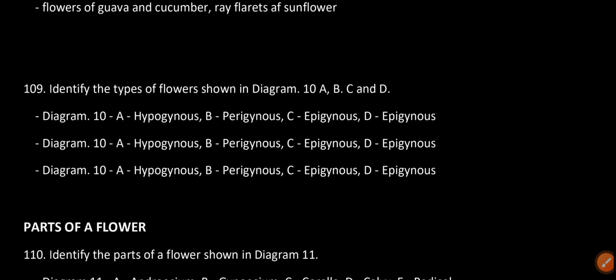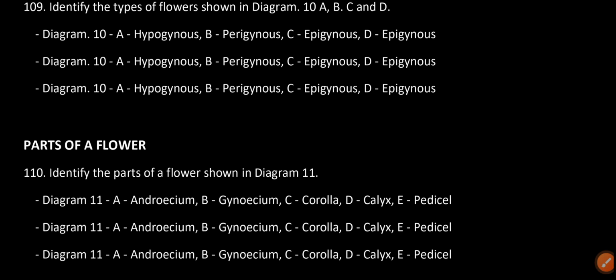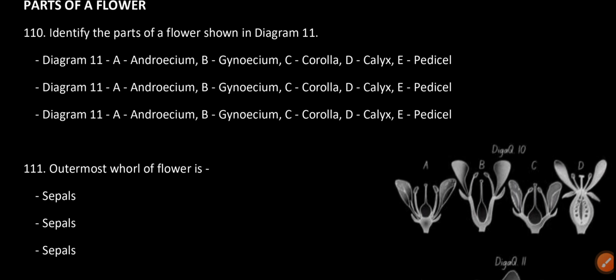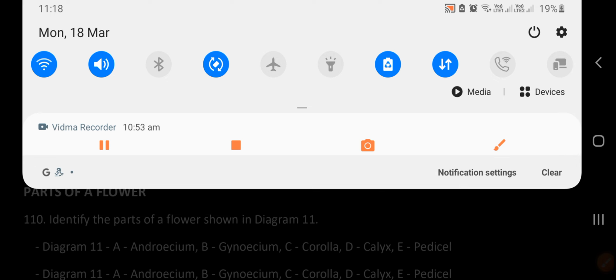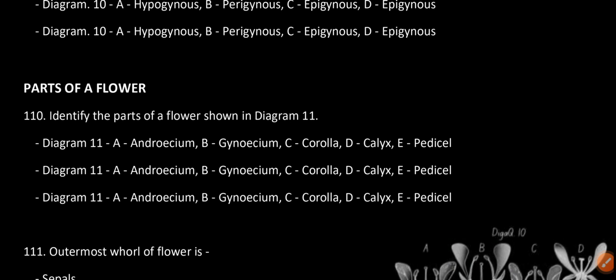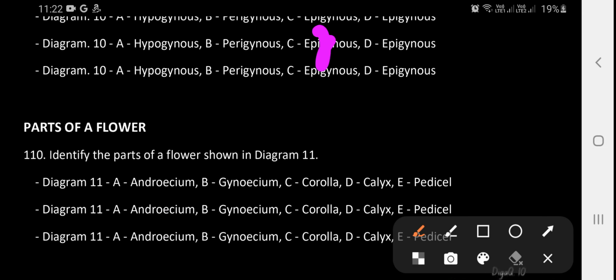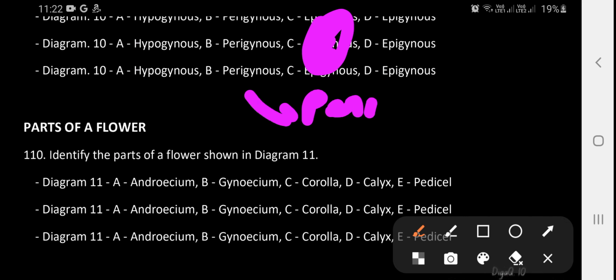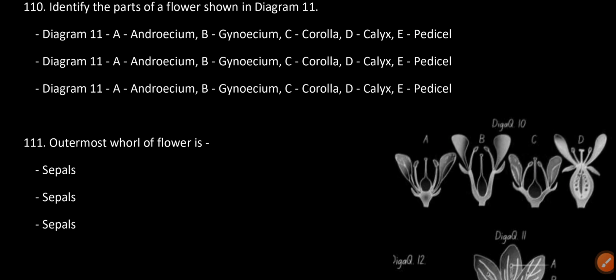Identify the types of flowers shown in diagram 10 A, B, C and D. A is hypogynous, B is perigynous, C is perigynous, D is epigynous. Hypogynous, perigynous, and epigynous.